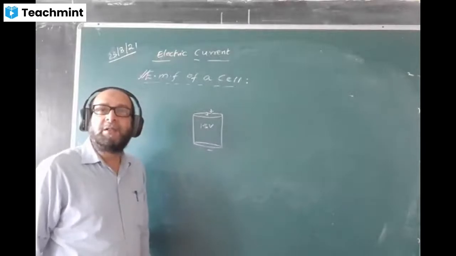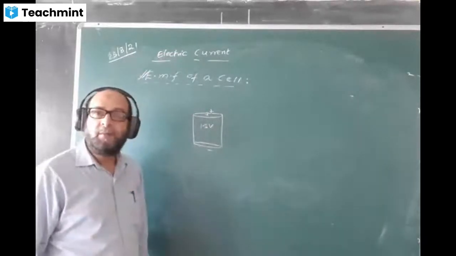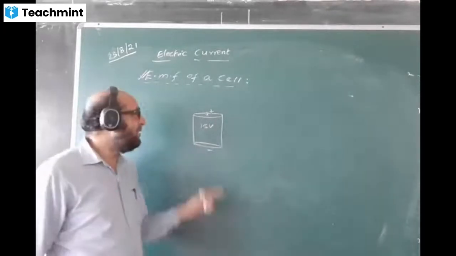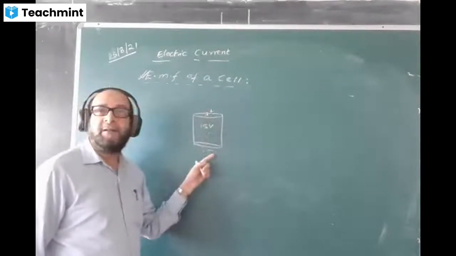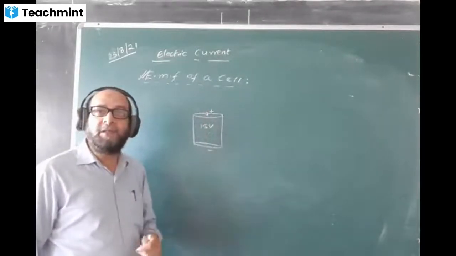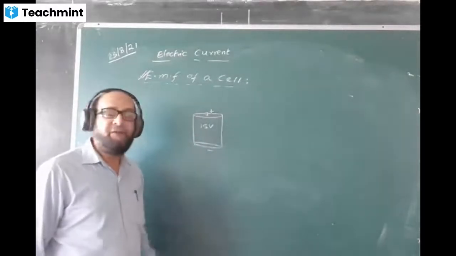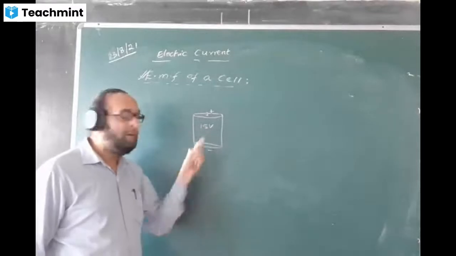Because when there is no chemical reaction, that means no voltage and then no current, no potential difference. So the cell, the potential difference when no current is drawn from it, or when the cell is not in use, is called EMF. And how it is measured, SI unit, volt.